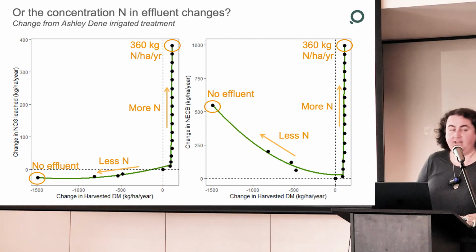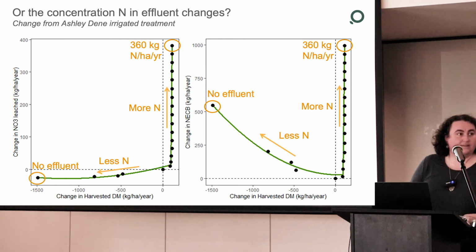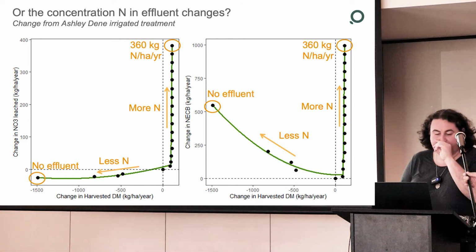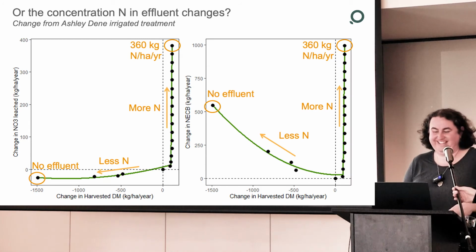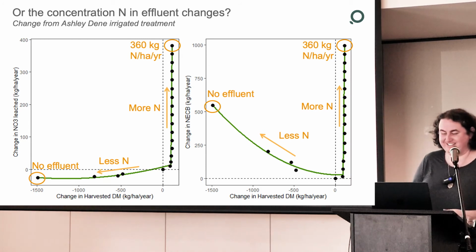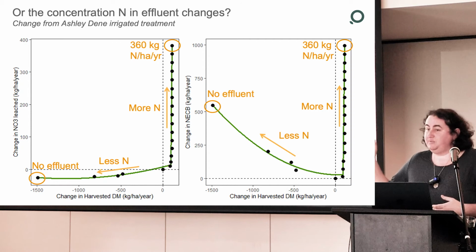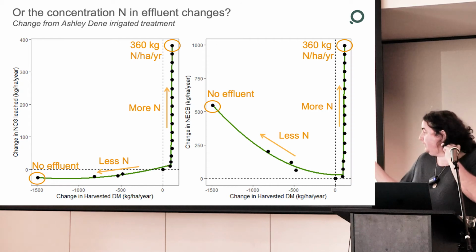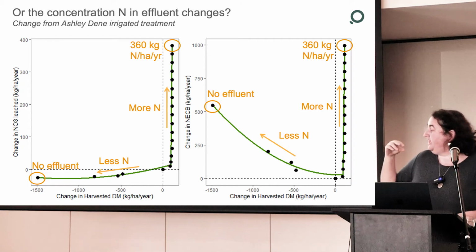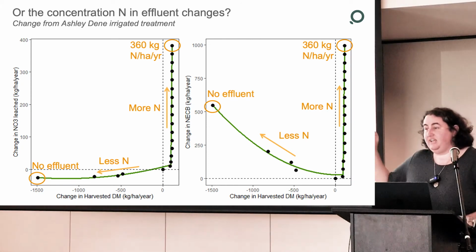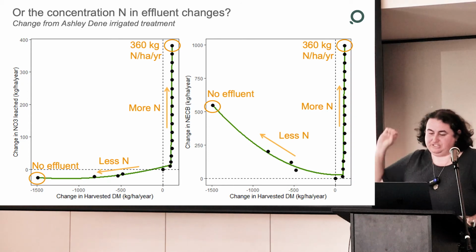And as we see here, when you reduce the amount of effluent, there's a yield penalty in both of those figures on the x-axis. But on the left-hand axis, increasing effluent has a modest increase in yield, but then just increases leaching and just keeps on leaching.